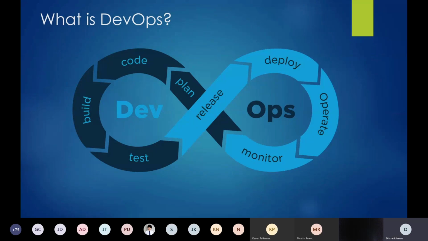So what is DevOps? DevOps is nothing but a set of practices that combines software development and information technology operations, which aims to shorten the development lifecycle and provide continuous delivery with high software quality to the customers or to the end users. So DevOps is the union of people, process and products to enable the continuous delivery of value to our customers or to the end users.